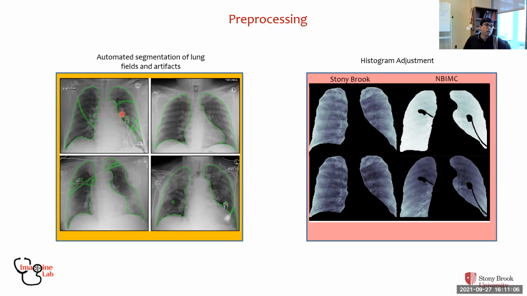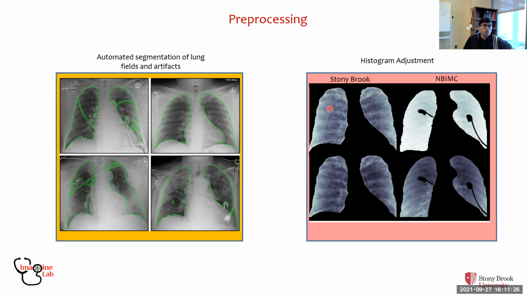So what we did was, in addition to extracting the lung fields, we also trained an algorithm to segment out the different artifacts. And once these are segmented out, we learn our imaging features from the pure lung parenchyma. So the next pre-processing step was histogram adjustment.